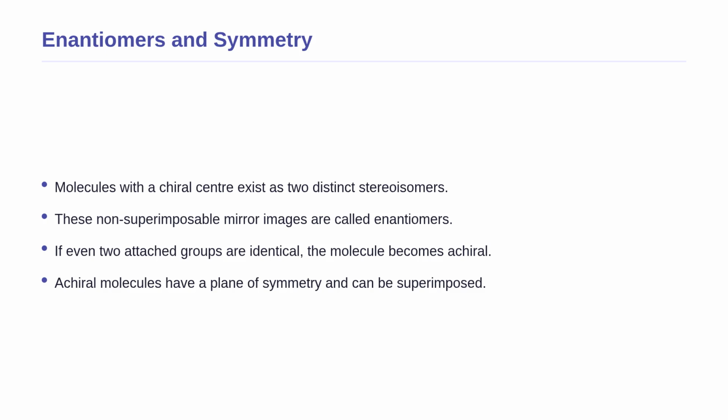Building on the idea of the chiral center, we find that when a molecule has one, it can exist as two distinct stereoisomers. We call these enantiomers, which are simply non-superimposable mirror images of each other. Think of them as the left-handed and right-handed versions of the exact same molecule. However, if even two of the attached groups on the carbon atom are the same, the molecule loses this property. It becomes achiral, meaning it has a plane of symmetry and can easily be superimposed on its own mirror image. Recognizing this difference is the first step in understanding how molecules interact in three-dimensional space.